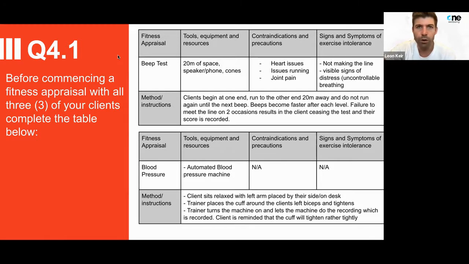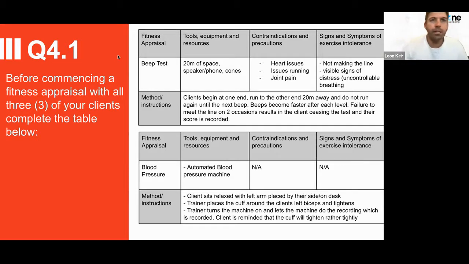We call it a universal test, and the reason why it's a universal test is because there's a lot of data out there to put your clients in certain benchmarks depending on what level they get to, which is a great indicator for not only yourself as a trainer, but also for your clients, so they know where they're at. It's actually a really good shock sometimes when a client does score poorly, because it's evidence that they do need to start exercising more. So that's why we've chosen the beep test.